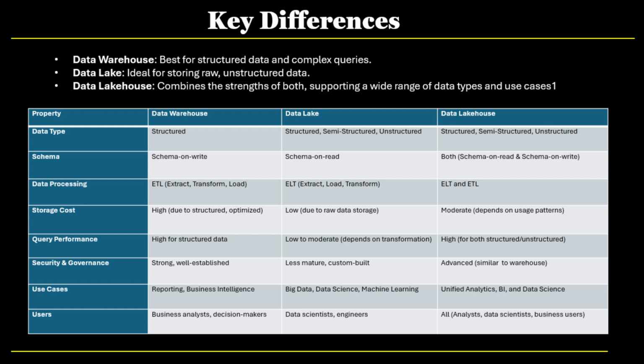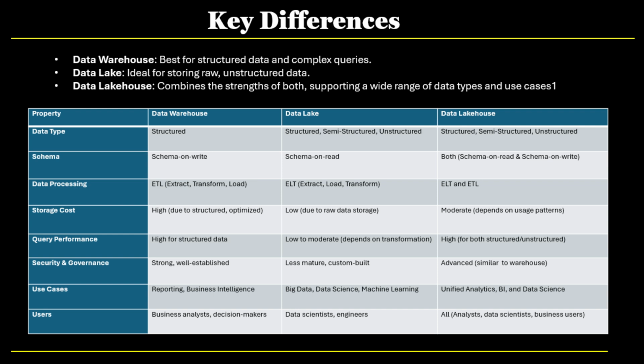Next property is data processing. In data warehouse, we use ETL, extract, transform and load, meaning data is transformed and cleaned before being stored. In data lake, we use ELT, extract, load, transform, where raw data is first stored, then transformed when needed. In data lakehouse, it supports both ETL and ELT, giving you flexibility in how and when data is processed.